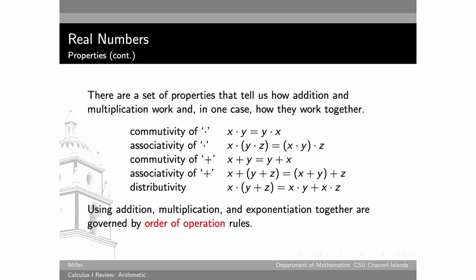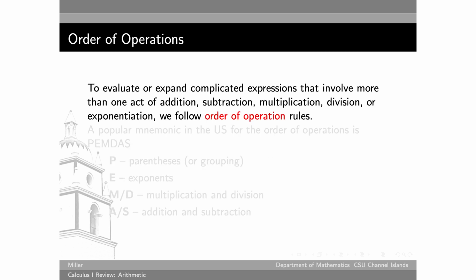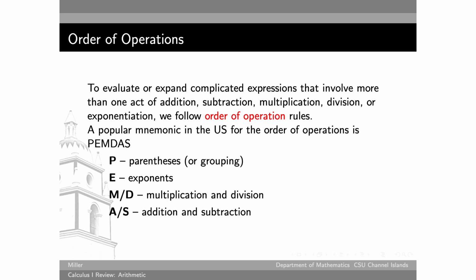Using addition, multiplication, and exponentiation together are governed by order of operation rules. To evaluate or expand complicated expressions that involve more than one act of addition, subtraction, multiplication, division, or exponentiation, we follow order of operation rules. A popular mnemonic in the U.S. for the order of operations is PEMDAS, where P stands for parentheses, the first thing you address. E stands for exponents, which would be the next thing you address. M and D are multiplication and division, respectively, which is the next thing you would address. And A and S stand for addition and subtraction, which is the last thing you would address in an expression.